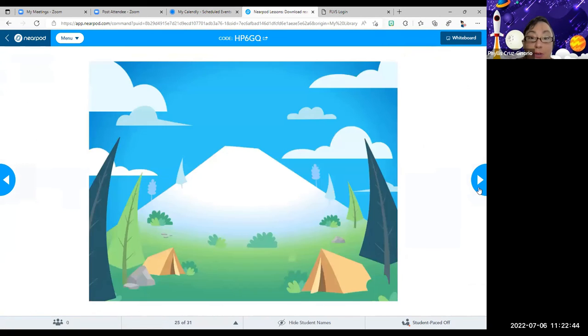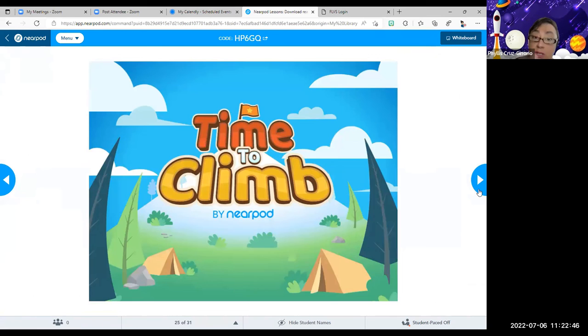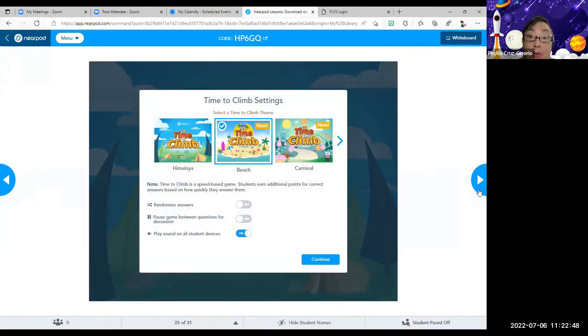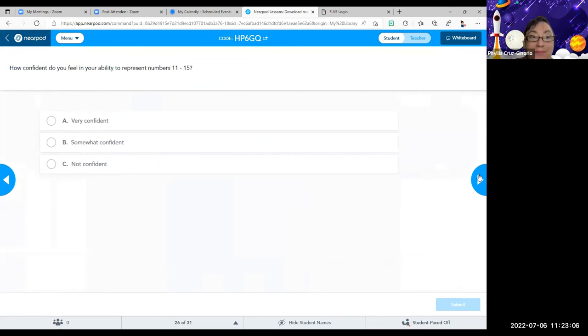Okay. So we have a Time to Climb that once again, I'm not going to do with you. That's your job, to take a quick quiz to see if you can represent the numbers, you can match the values, you know your teen numbers. It's going to ask you similar questions. See if you know your teen numbers from 11 to 19.